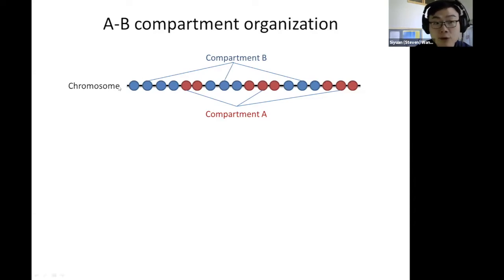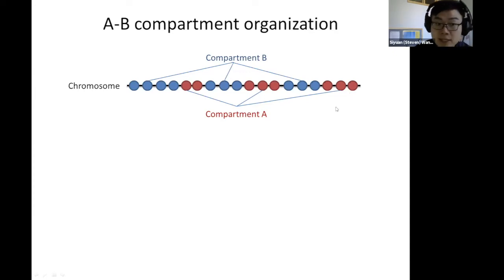So if this is the chromosome, and all the compartment B tags are labeled as blue spheres and all the compartment A tags are labeled as red, Hi-C basically shows that there is a higher contact frequency among the B tags and a higher contact frequency among the A tags.